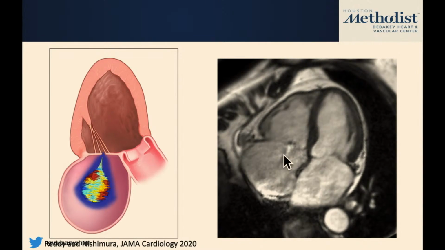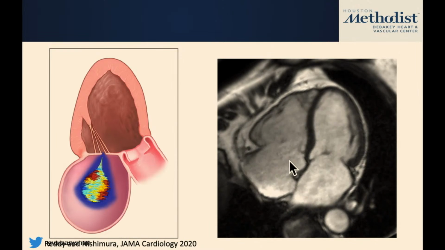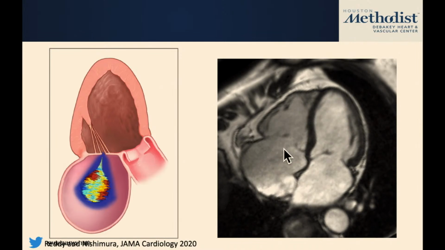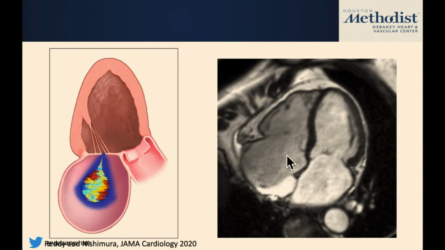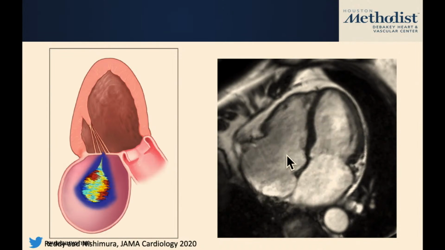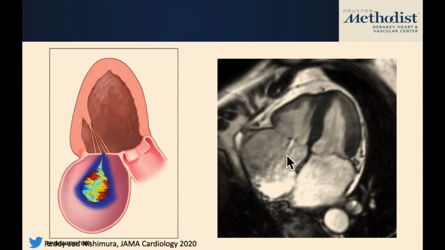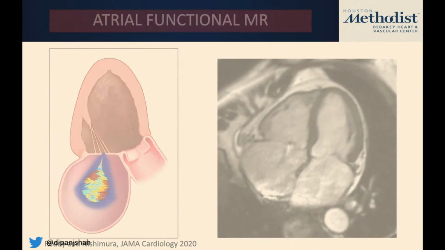And in fact, if you look at the right ventricle, it looks like there's a significant amount of tricuspid regurgitation in this patient, which again is likely secondary to atrial functional tricuspid regurgitation as well. And we have a lecture coming up later in the season, which will talk about the role of CMR in the right side as well as tricuspid regurgitant lesions.